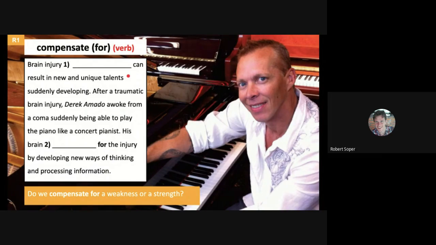Okay, before we move on, let's consider the words down in that orange box, and try to answer this question. Do we compensate for a weakness or a strength? Good. We compensate for a weakness. We don't compensate for a strength.